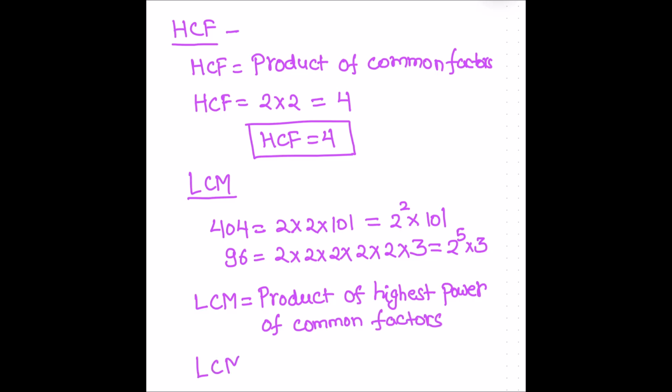So LCM will be, let's mark the highest power of common factors. So here we see the power of 2 in 404 is 2 square, and in 96 is 2 raised to power 5. So we will take 2 raised to power 5 for power of 2. For 3 it will be 3 only, and for 101 it is 101. So the LCM will be the product of all these three factors. So the LCM will be 2 raised to power 5 times 101 times 3.